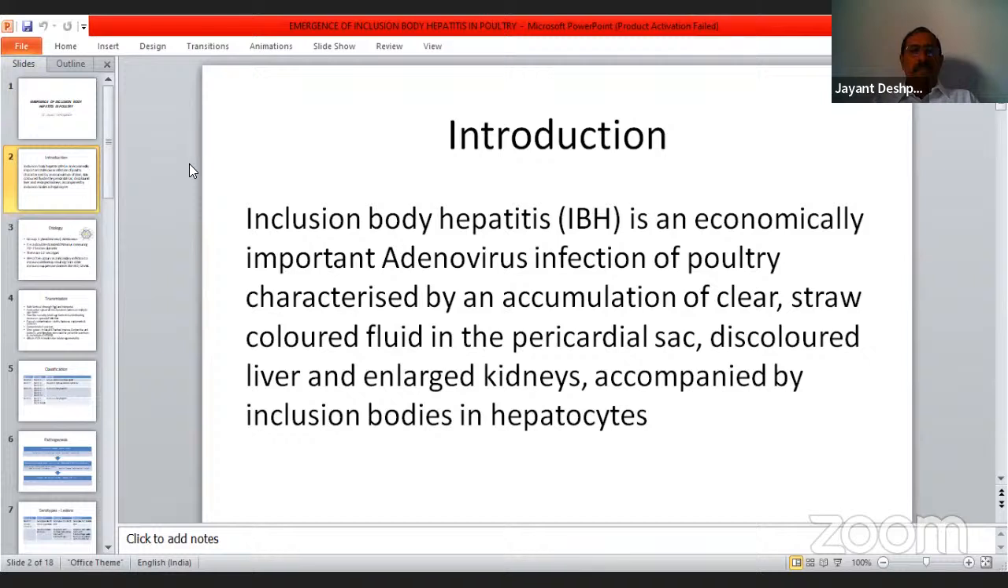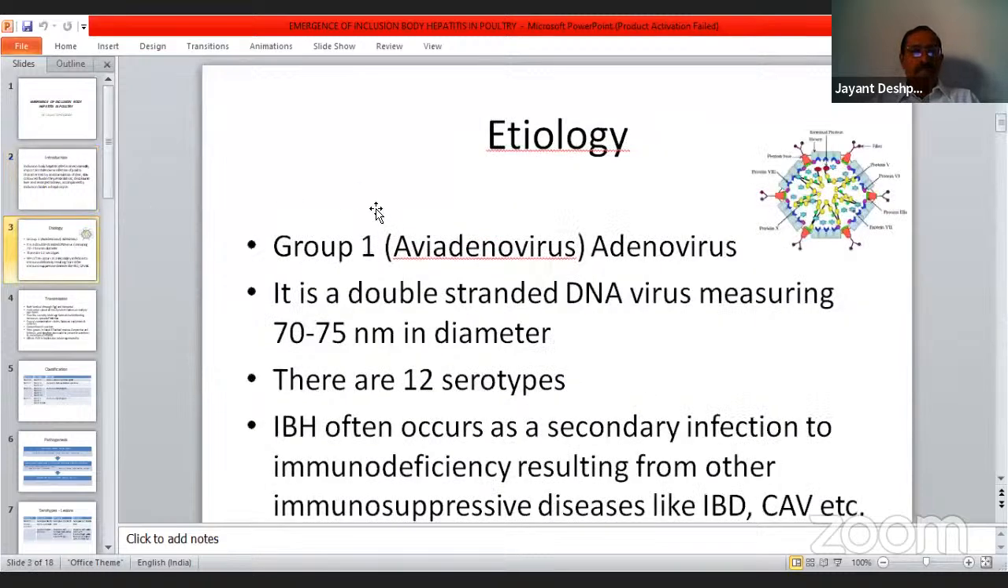That's why there is always an impact on the economics, because it affects the FCR very badly and increases the mortality rate also. It is characterized by clear straw-colored fluid in the pericardial sac and a discolored liver. Mainly it affects the liver, kidney, and heart. And typically it produces inclusion bodies, which we will see later in the slides.